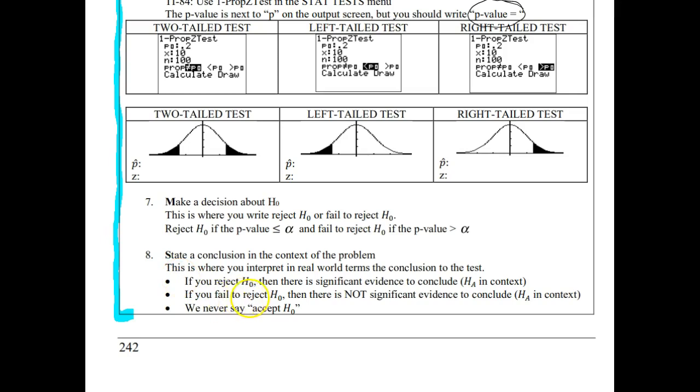And so again, if you reject the null hypothesis, it's like you throw out the null hypothesis. That means you did that because there was significant evidence that the alternative hypothesis was actually correct. If we don't reject the null hypothesis, that means there wasn't enough evidence in the end to conclude that the alternative hypothesis was correct. And we're never going to say accept the null hypothesis. Again, in a hypothesis test, we assume the null hypothesis is true to begin with. So a hypothesis test cannot be used to prove that the null hypothesis is correct. So again, at the end of the day, we either reject or fail to reject H0, and we either say there is or there is not significant evidence to conclude HA.